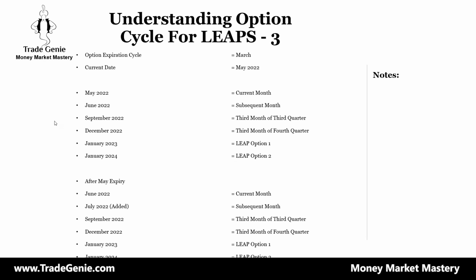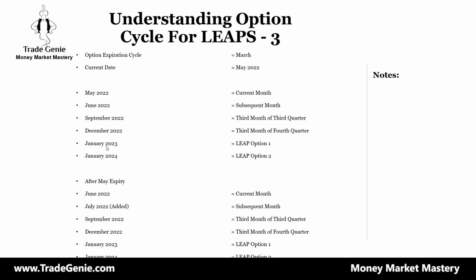Now March is the third month of the quarter. So if March is the third month, then we need the third month of each quarter as an additional month. So the third month of the third quarter is September. So we add that. The third month of the fourth quarter is December. So we add that. So as part of the standard options, we will have May 2022, June 2022, September 22, and December 22. So these four will be there.